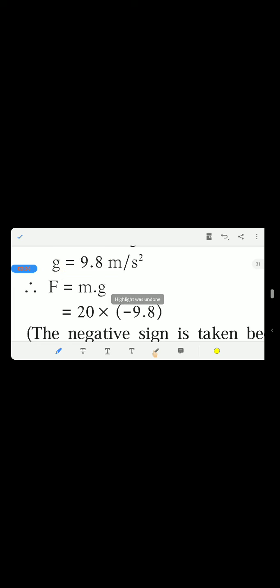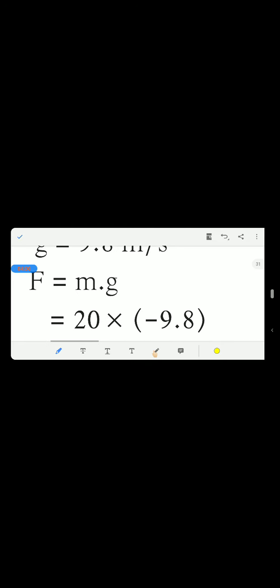Okay, so in the first chapter the formula which we learned for the force is force equals mass into acceleration, F is equal to M into A. So in this case our acceleration is the gravitational acceleration g. So put the values into it. 20 multiply by minus 9.8.